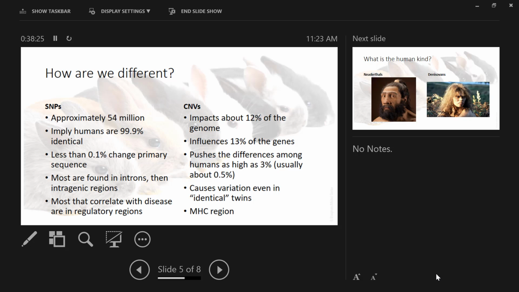All right. Make sense? So how are we different? Well, it varies, but about 0.5% of our genome varies from person to person.